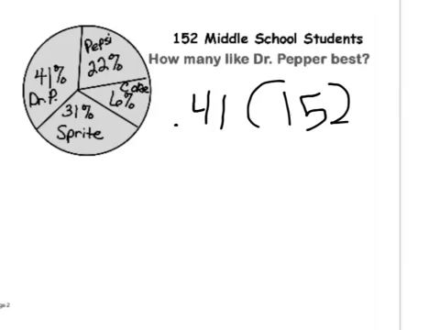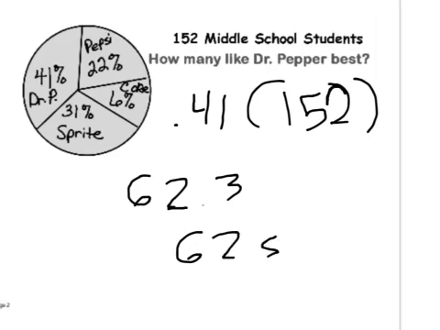And this is just percent times whole equals part. So 0.41 times 152 gives me this number, 62.3. Can I have a third of a student? No. Can I have 0.3? No. So we just round down. 62 students voted for Dr. Pepper.